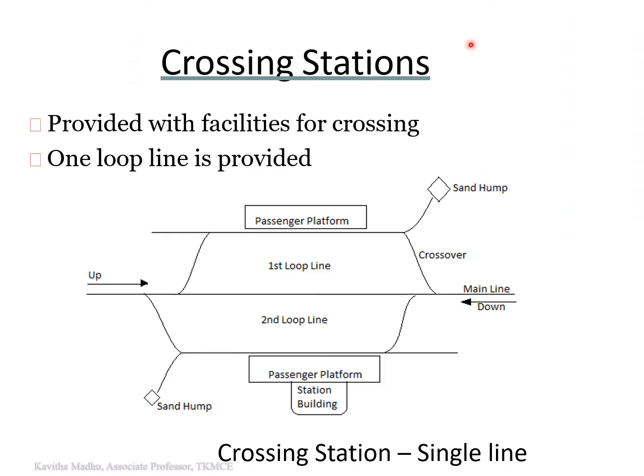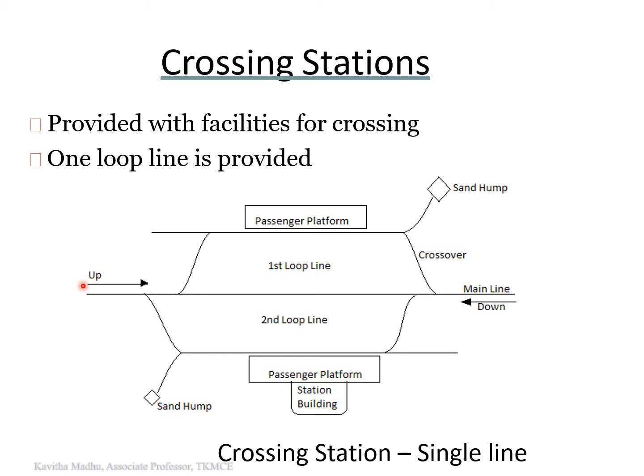Next is the crossing station. As the name suggests, these are provided with facilities for crossing. So in this type, at least one loop is required so that one train can be taken to this loop. Generally, the train to be stopped is taken to this loop, and the trains which are not stopping in the station are known as through trains.